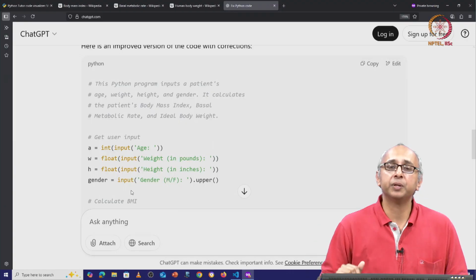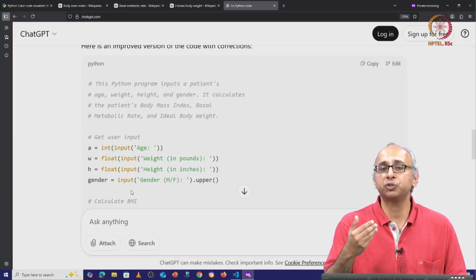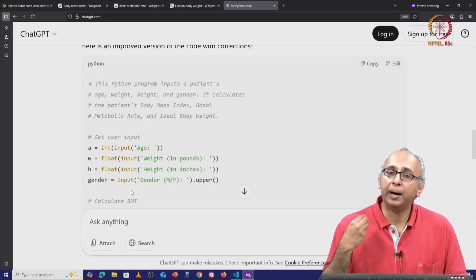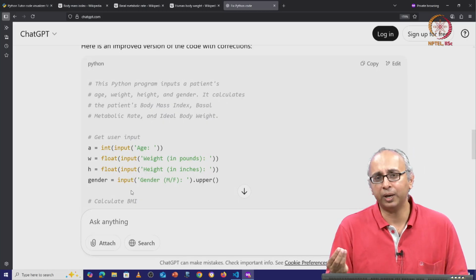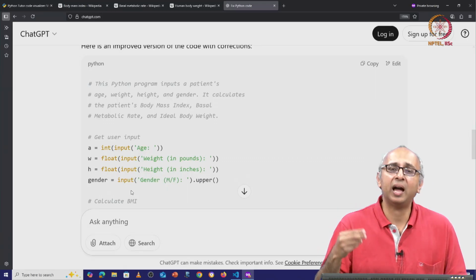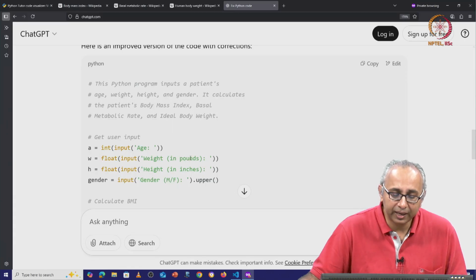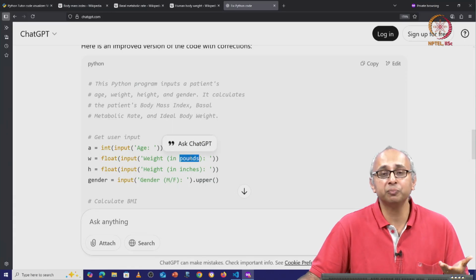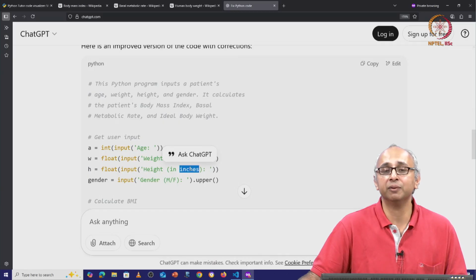Let us suppose that for our context, we don't know the patient's gender. Now that we know that there are two formulas, let us instead ask ChatGPT to write the code so that it gives us the ideal body weight and the basal metabolic rate for both males and females. Further, you notice that the generative AI has assumed that the weight is going to be given in pounds and the height is going to be given in inches.